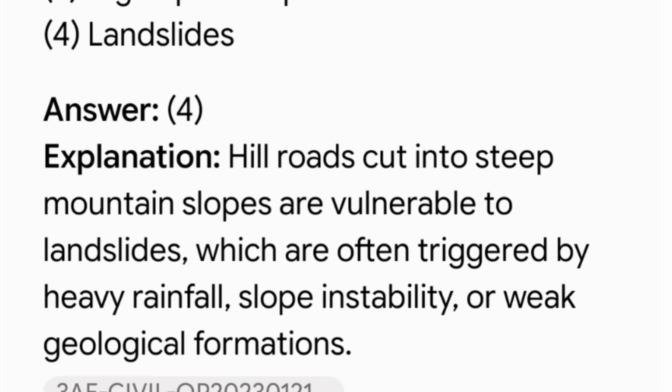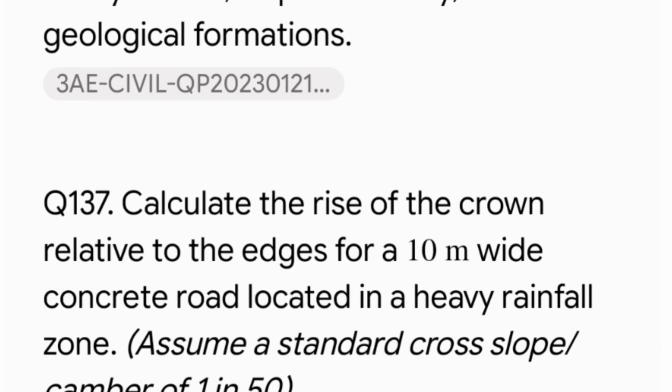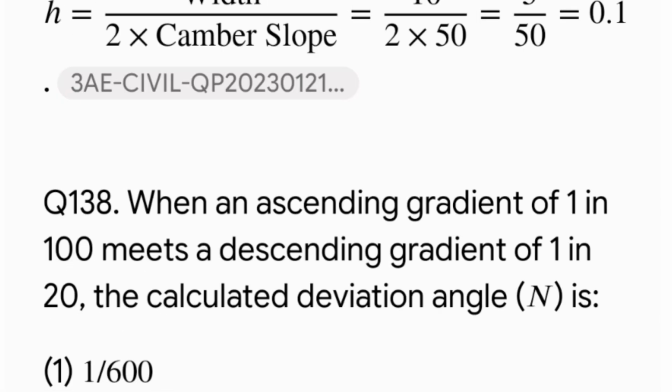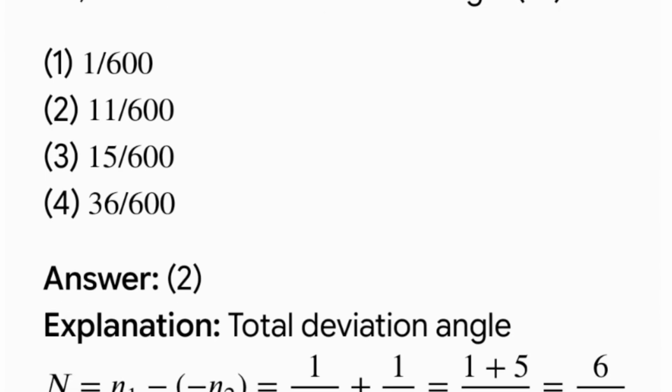Next question. Calculate the rise of ground related to the edges for a 10-meter wide concrete road located in a heavy rainfall zone. Correct answer option 4, 0.1 meter. Next question. When an ascending gradient of 1 in 100 meets the descending gradient of 1 in 20, the calculated deviation angle is. Correct answer option 2, 11 by 600.